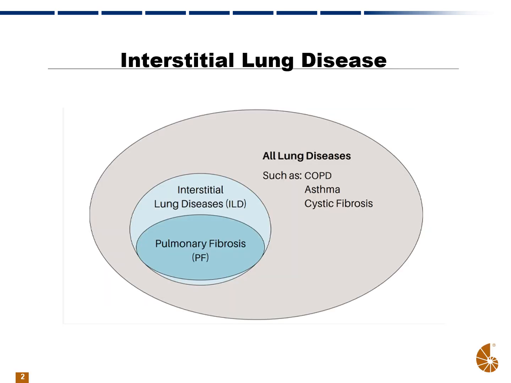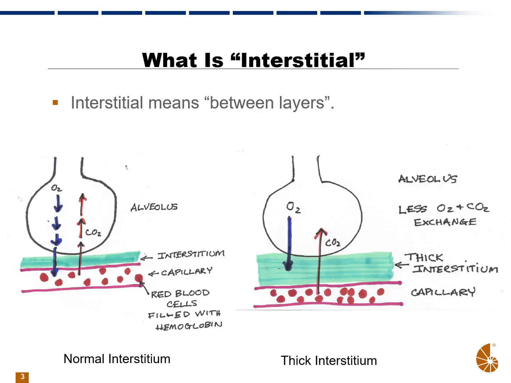So let's get started. When you look at all interstitial lung diseases, they're a subset of all lung diseases, which include many other types of lung diseases. Interstitial lung disease, abbreviated ILD, is a subset of that. And then a subset of interstitial lung diseases are those diseases that have pulmonary fibrosis. So we're going to talk about that today.